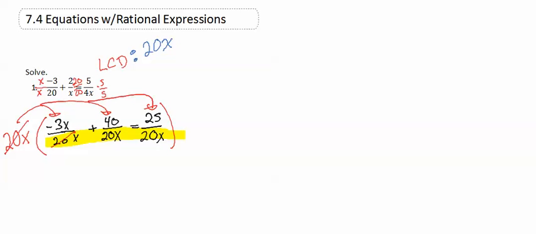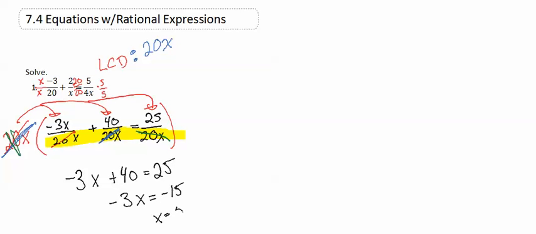So this will cancel here. When I distribute it to the second one, it will cancel out the denominator there. And finally, the third, it will cancel out the third denominator. And you will get negative 3x plus 40 equals 25. Then you'll solve for your variable, and you get x equals 5. And from there, if you want to test it or double check it, you plug it in for your original equation.